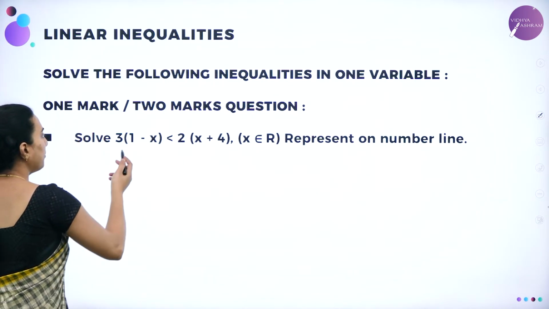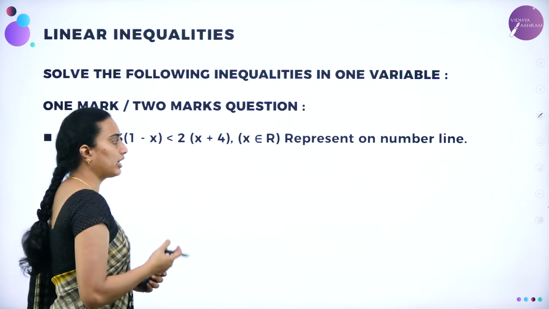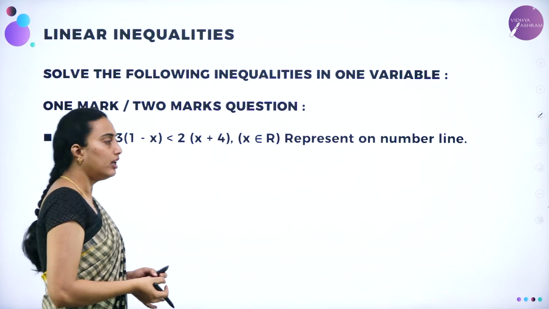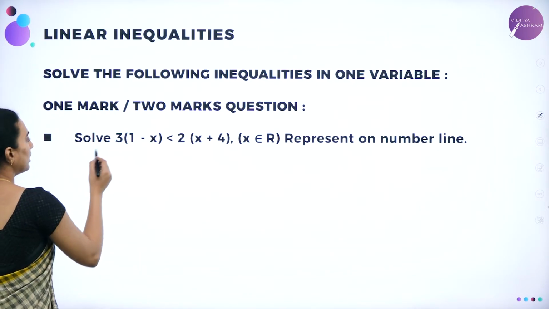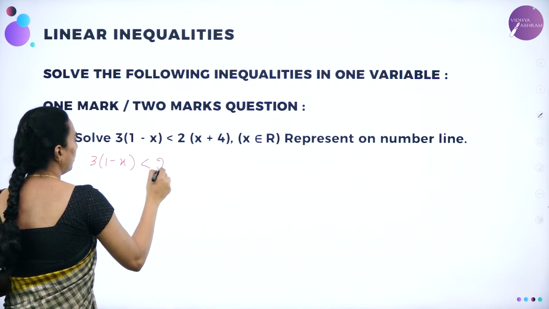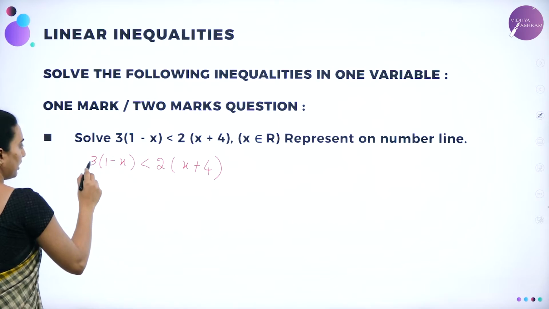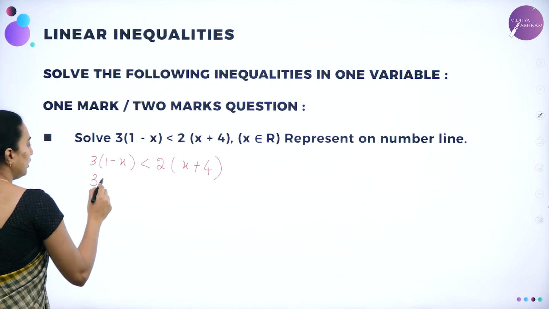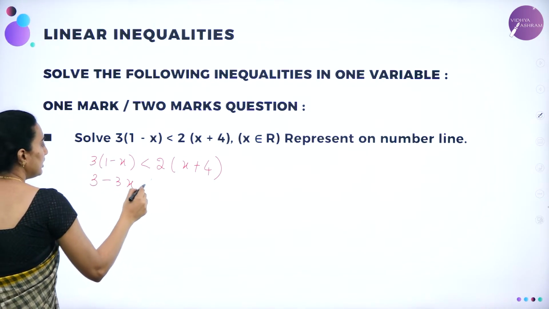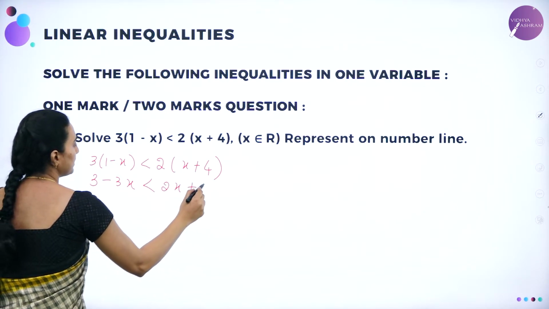Solve 3 into 1 minus x is lesser than 2 into x plus 4, and x belongs to R. Represent on the number line. Let me solve for x first. Here they have given 3 into 1 minus x is lesser than 2 into x plus 4. Let me multiply the constants first. 3 into 1 is 3. 3 into minus x is minus 3x, lesser than 2 into x is 2x. Now 2 into 4 is plus 8.